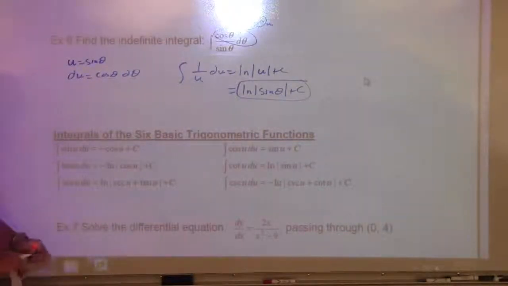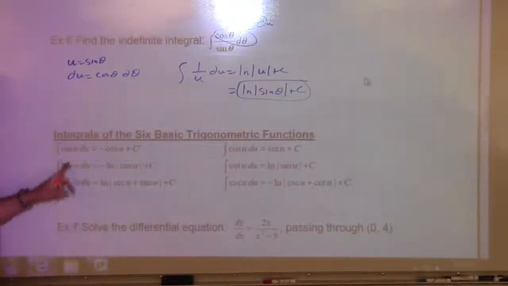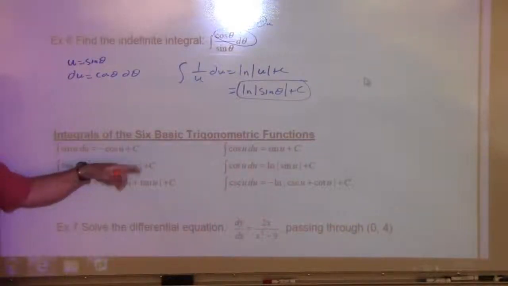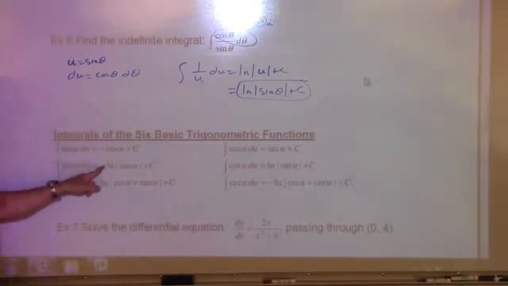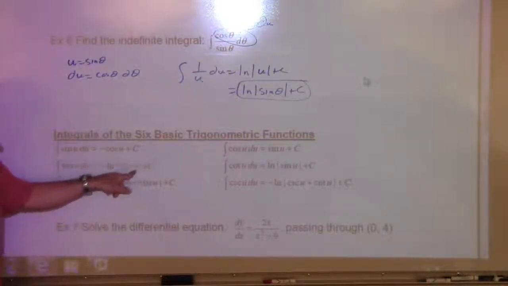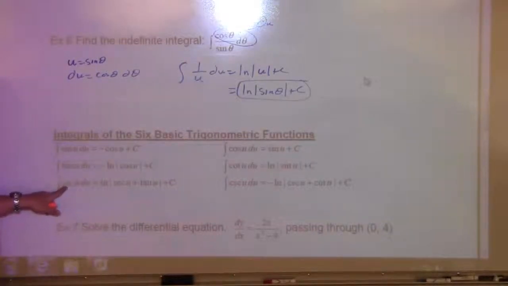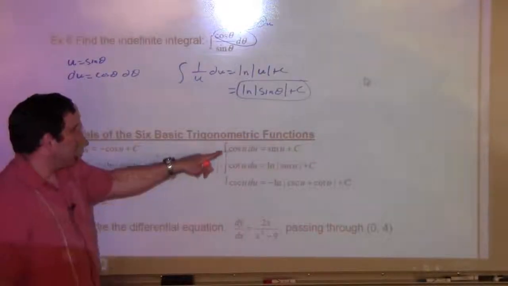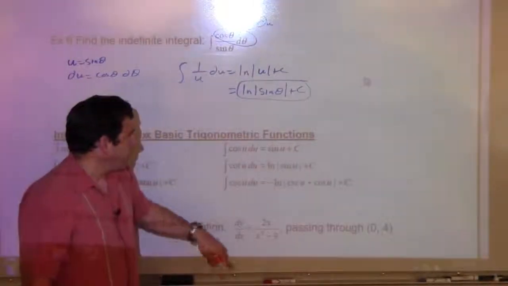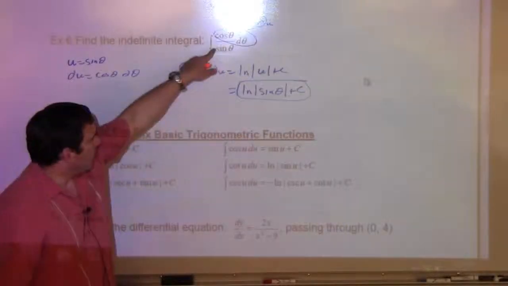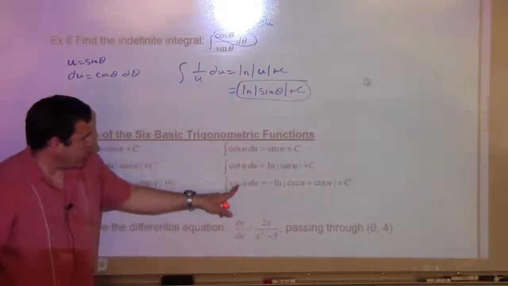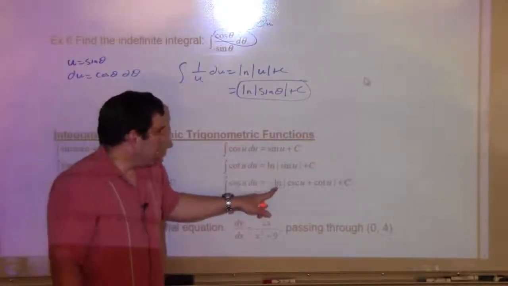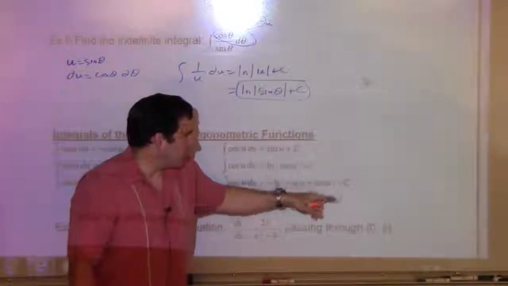Okay. Integrals of the 6 basic trigonometric functions. Integral of sine u du is going to be negative cosine u plus c. We've seen these. Integral tangent u du is negative, sorry, we haven't seen this one, negative natural log of the absolute value of cosine u plus c. And then integral secant u du is natural log of secant u plus tangent u plus c. Integral cosine u du is sine u plus c. Integral cotangent u is natural log of the absolute value of sine u plus c. And integral of cosecant u du is negative natural log of cosecant u plus cotangent u plus c.